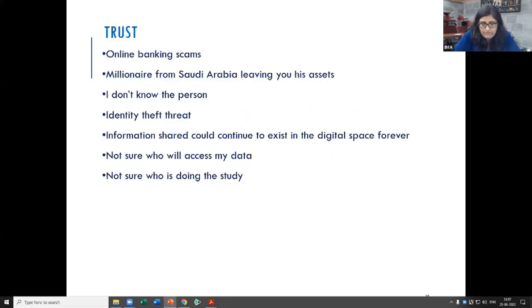Okay, trust, big factor. There are online banking scams, these emails about millionaires from Saudi Arabia leaving you their assets and millions of dollars, and identity theft.